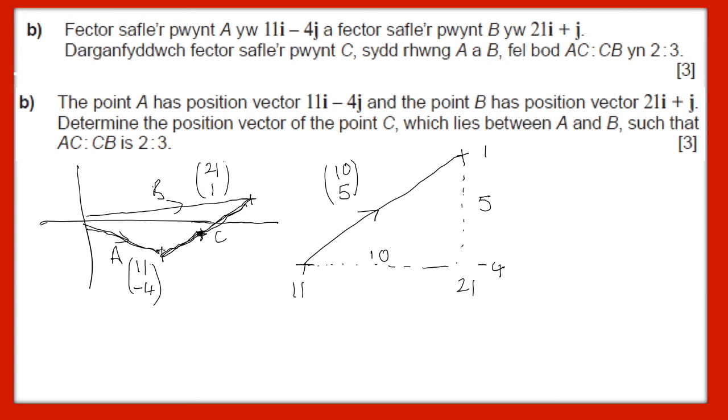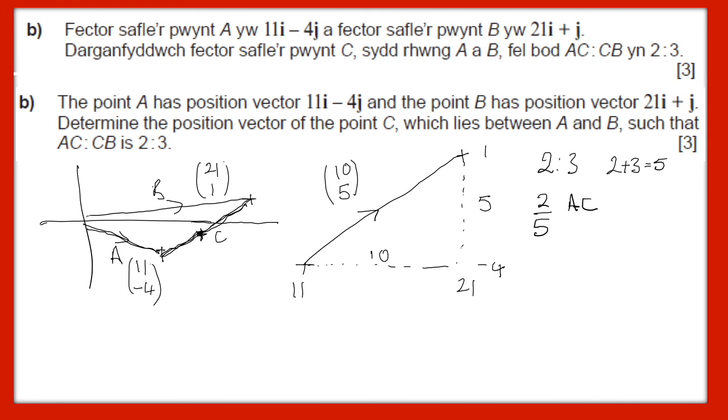But I'm interested in where it's split. And we know that the ratio that we're using is 2 to 3. Now, last time I checked, 2 plus 3 gives me 5. So I want to split my vector into 5 equal bits. So that means that what I'm interested in is 2/5 of the way up. And that's A to C. So it's going to be 2/5.